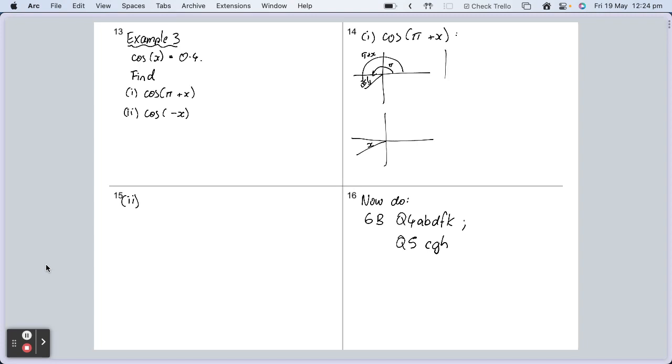Okay, so once we've got the graph, then we can go, okay, I get it. Cos of pi plus x is going to be the same as cos of x, the reference angle in this case, but it's in the third quadrant, so x coordinates are negative, so it's going to be negative cos x, which means that the final answer is going to be negative 0.4. It's as simple as that, but it doesn't mean that you necessarily get it. So does anyone have any questions about that?